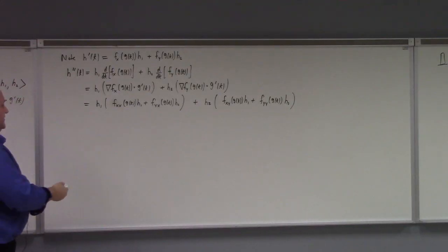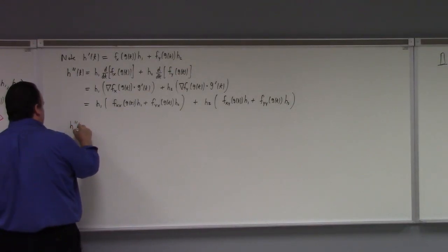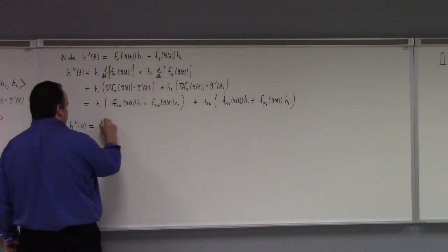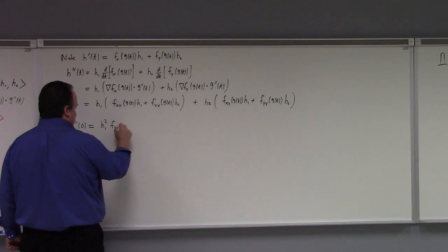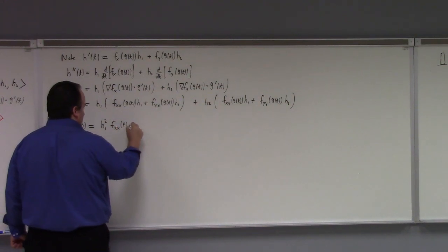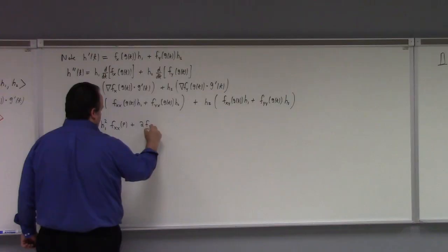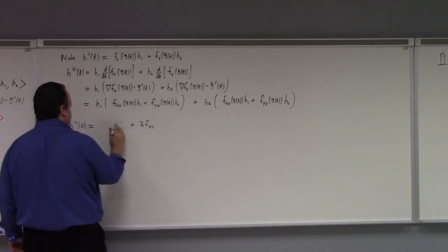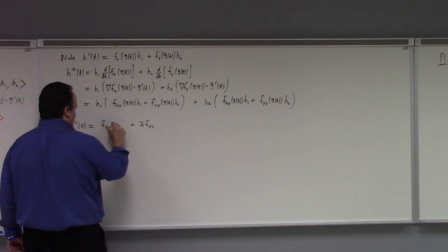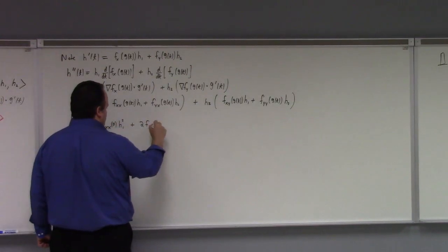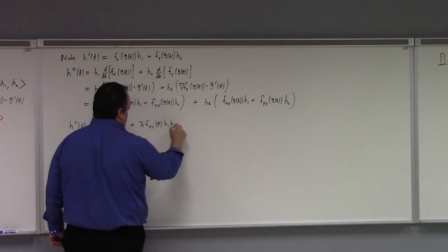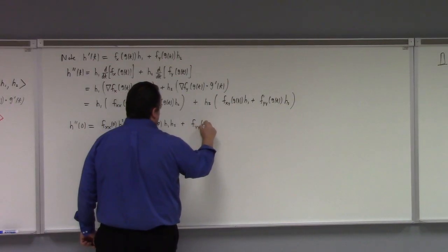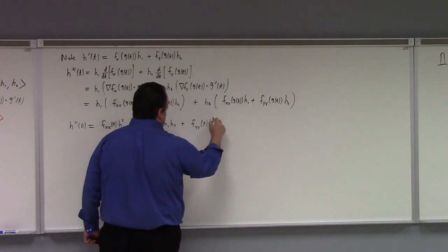So let's put this all together. What does this give us for h prime prime of 0? It simply gives us h1 squared f sub xx of p, plus 2 f sub xy of p times h1 h2, and then plus f sub yy of p times h2 squared, right?